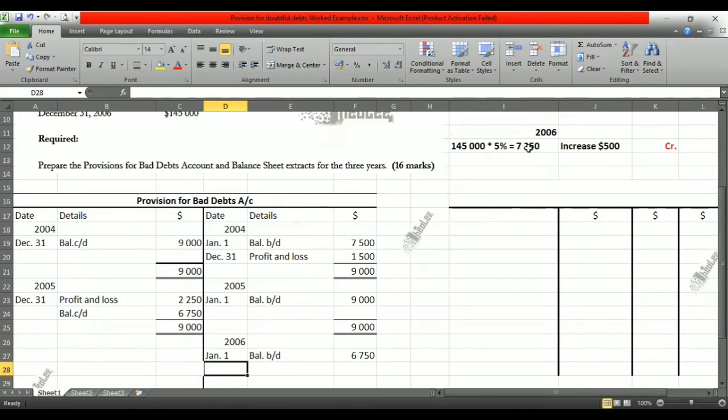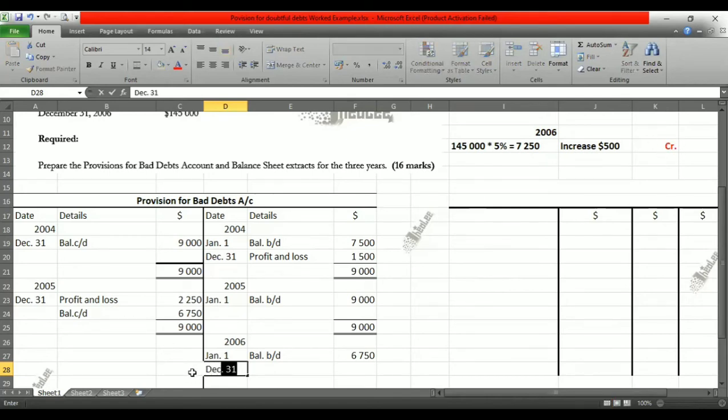Now, let's complete the provision for bad debts account. And that is the record for the final year, which is $7,250 for the provision balance. For 2006, that is. We notice that there's an increase of $500. So because that's an increase, we're going to credit our provision for bad debts account.